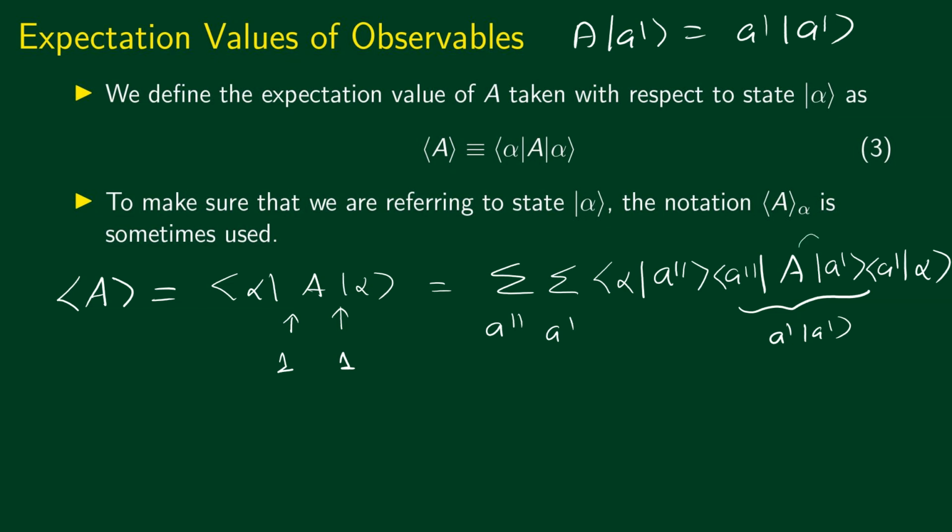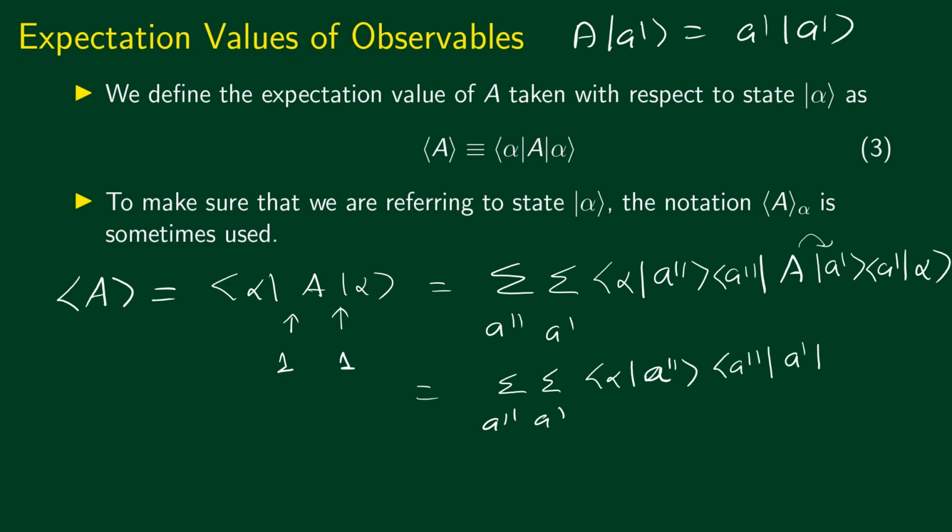Okay, A acting on ket A prime is given by A prime multiplied by ket A prime. So let's write that step here. This is equal to sum over A double prime, sum over A prime. I have this bra alpha ket A double prime, and this I can write now as bra A double prime A prime ket A prime. Then I have this bra A prime ket alpha here.